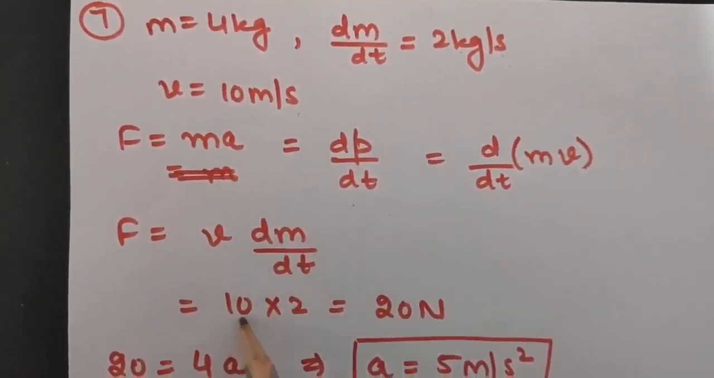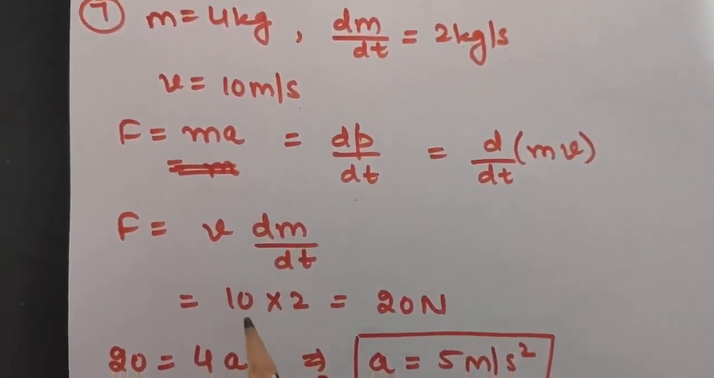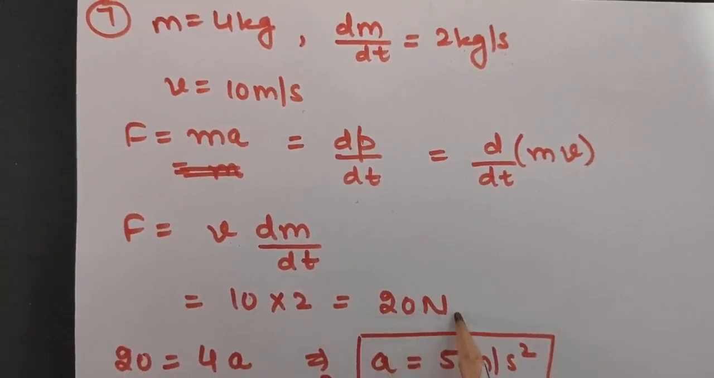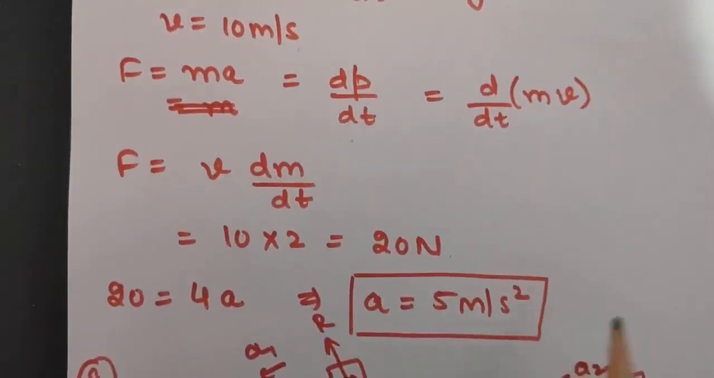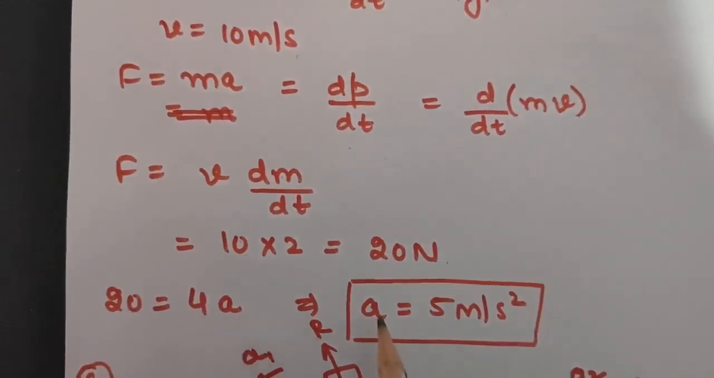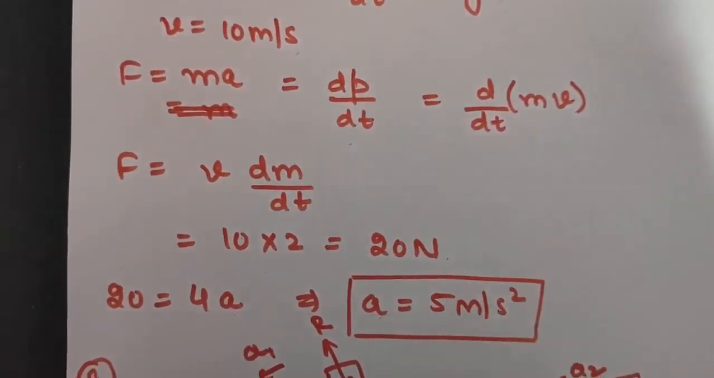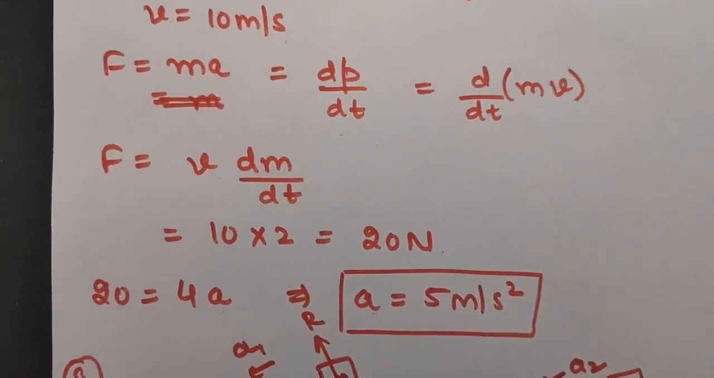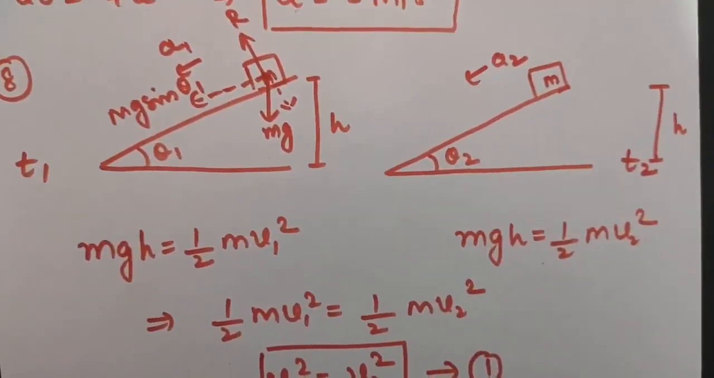Now you know the value of v to be 10, and you know the value of dm by dt to be 2. From here, the value of force will come to be 20 newtons. Okay, so if force is 20 newtons, then just use F is equal to ma. From here, acceleration will come to be 5 meters per second square. Okay, so the next is question number 8.